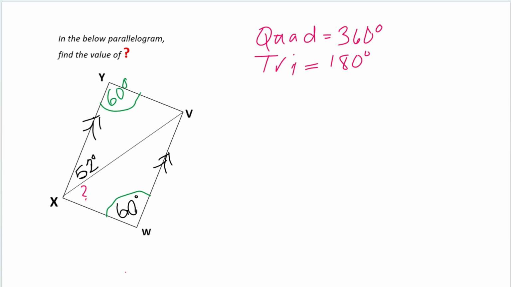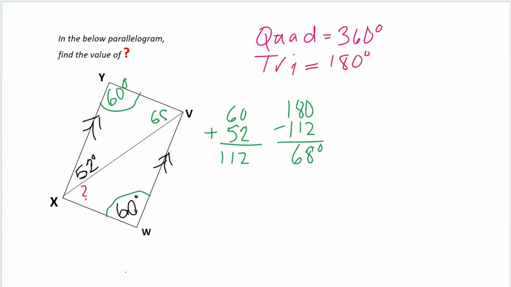So if I add the 60 plus the 52, I would get 112. So I'm going to subtract that from 180, which is the degree in a triangle, and I get 68 degrees. So this angle is 68 degrees. And since my question mark is on the alternate side, that is also 68 degrees. So let's test this against all our other information.